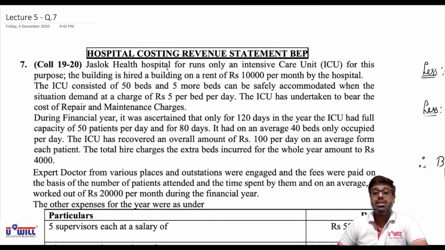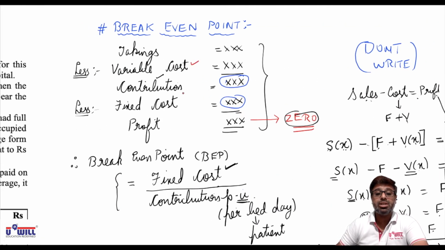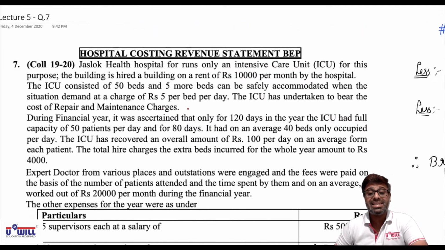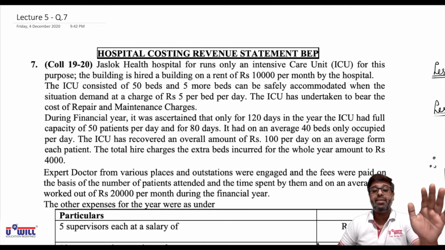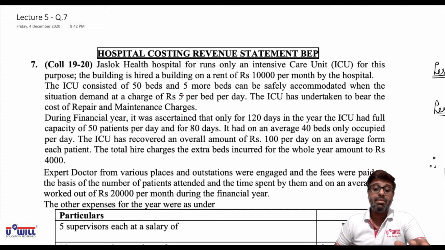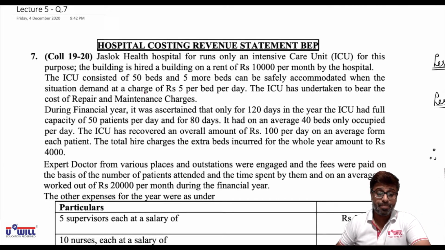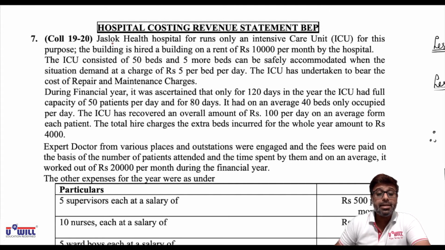First of all, since we require fixed and variable cost in this question, we will classify all the expenses into two categories, variable and fixed. For variable, we will mark them as V, and for fixed cost, we'll mark them as F. So look at the things. Jaslok Health Hospital runs only an intensive care unit. For this purpose, the building is hired on a rent of rupees 10,000 per month by the hospital.